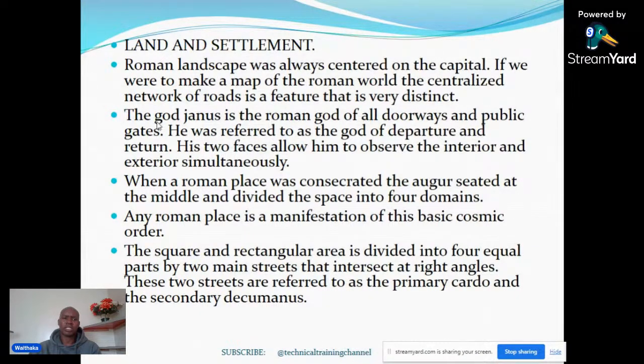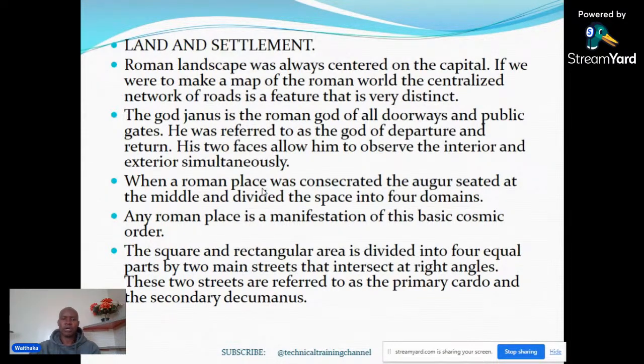And we are saying that the god Janus is the Roman god of all doorways and public gates. He was referred to as the god of departure and return. His two faces allow him to observe the interior and the exterior simultaneously. And this is just a belief that impacted on how they looked at life, how they looked at their design.